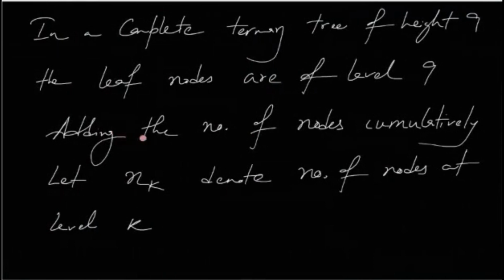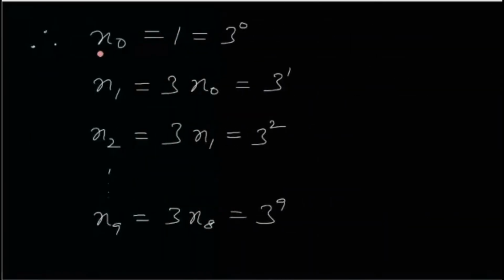So adding the number of nodes cumulatively, let nk denote the number of nodes at level k. So n naught is nothing but 1, because n naught counts the number of nodes at the 0th level, that means at the top. At the top there is exactly one node, so it's 1, which can be written as 3 to the 0.